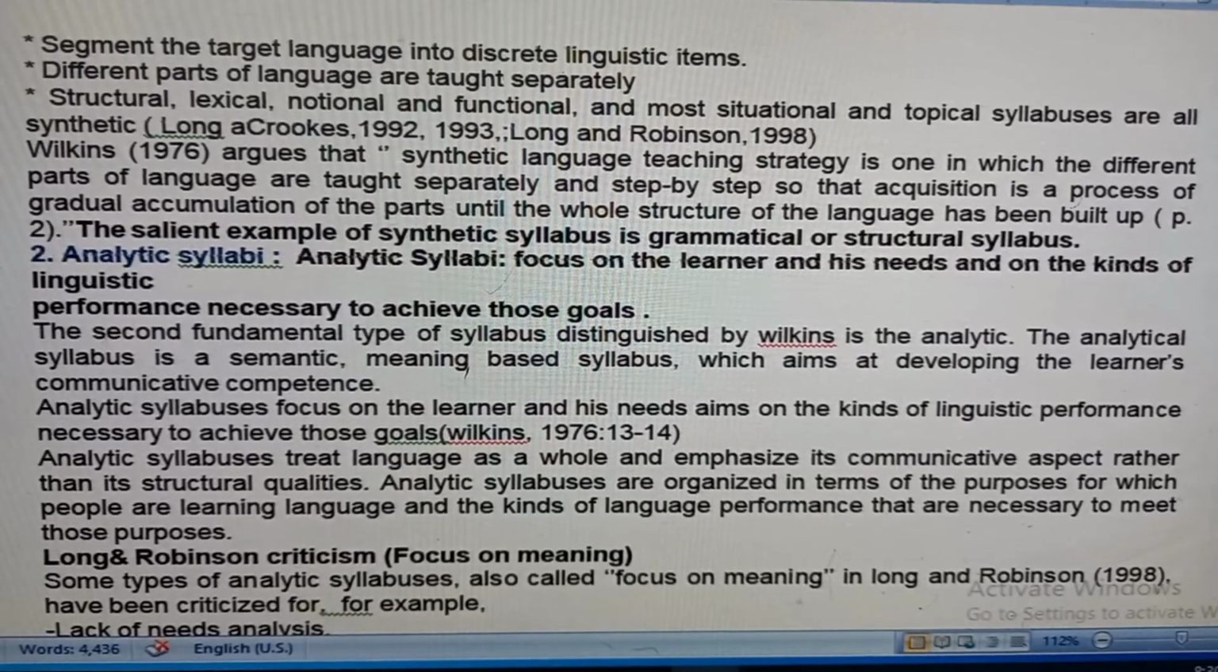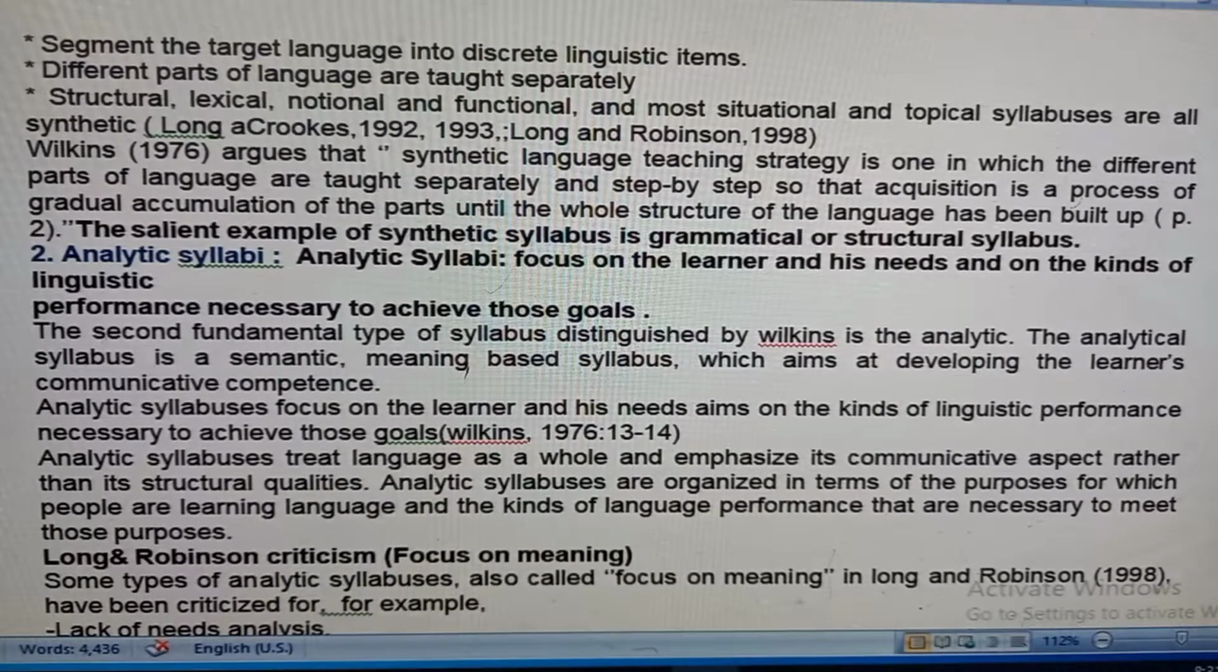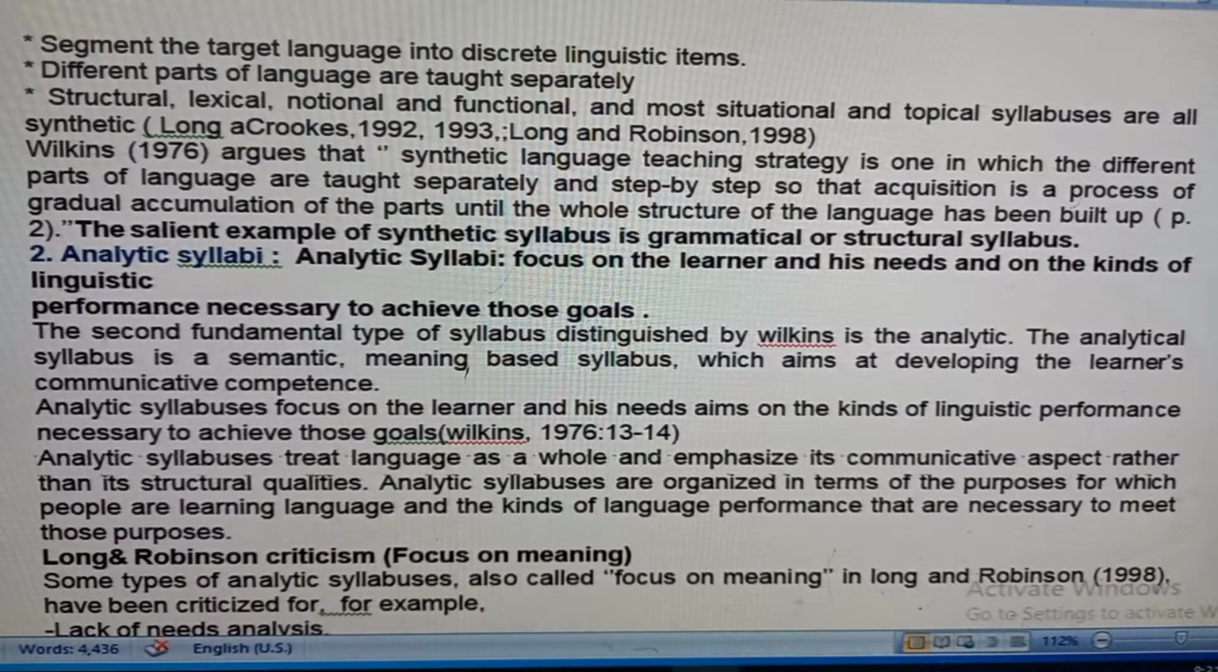Segment the target language into discrete linguistic items. Different parts of language are taught separately. Structural, lexical, notional, and functional and most situational and topical syllabuses are all synthetic. Long and Crookes, 1992, 1993, Long and Robinson, 1998.